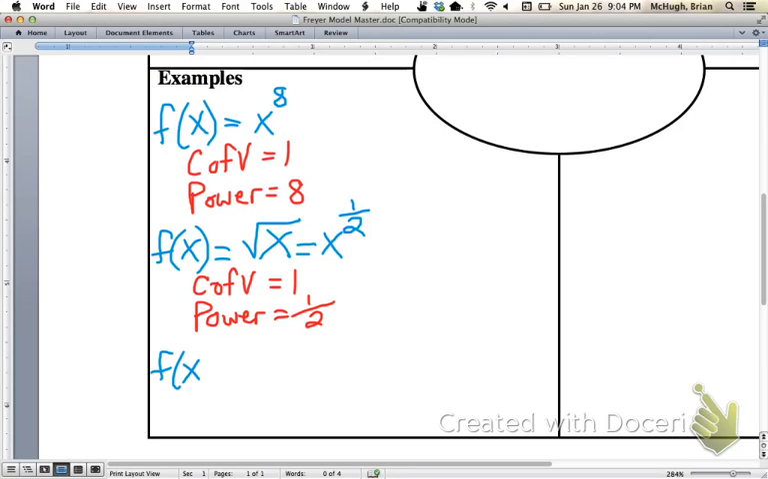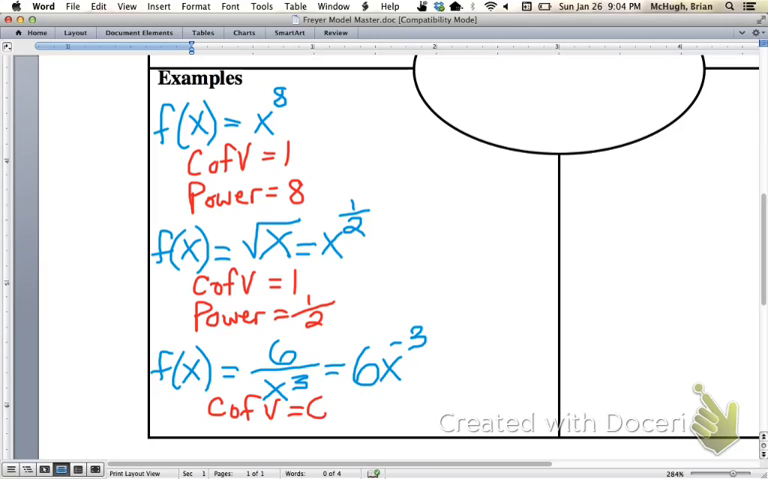Another example would be something like f of x equals 6 over x cubed. And you say, well, that also doesn't look like it's written in the correct form, but remember that an x to the third power in the denominator of a fraction can be moved up and made to have a negative exponent, like this. And remember, there's no restrictions on the exponents, and so now this is a power function. The constant of variation is the 6, and the power in this case is negative 3.